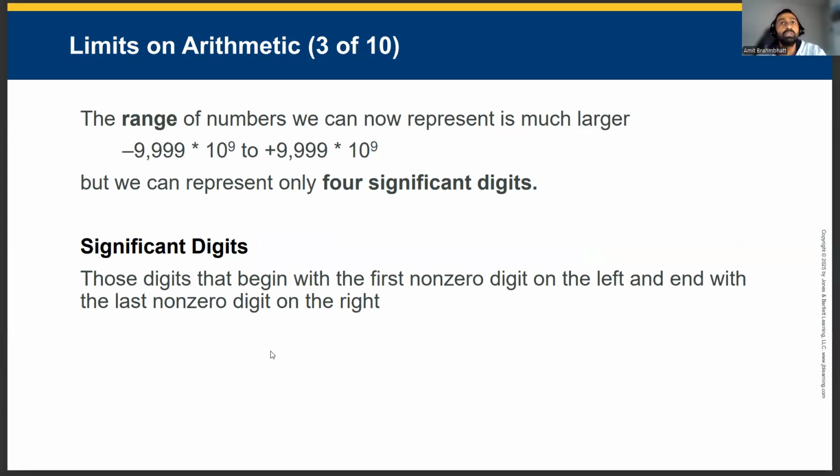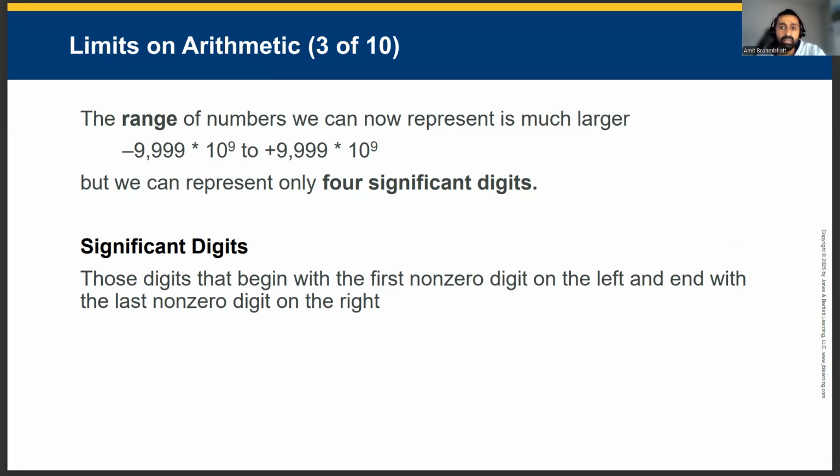The range of numbers we can now represent is much larger. Here we see how using an exponential notation dramatically increases range of representable values. With 4 digits of significance and 1 digit reserved for the exponent, a computer might represent numbers from negative 9,999 times 10 to the ninth power all the way up to the positive 9,999 times 10 to the ninth.